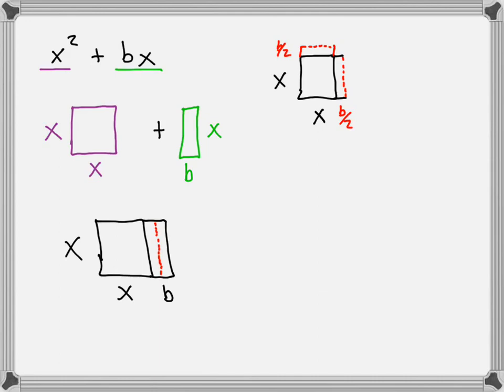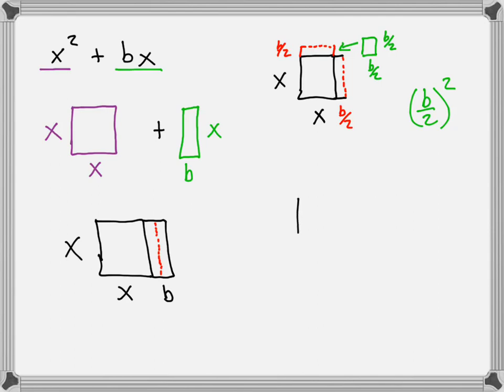What are we missing? We are missing the little square that would go right there to complete this perfect square. What are the dimensions of that little square? b divided by 2 by b divided by 2. So the dimensions of that missing piece would be b divided by 2 squared. So that's where it comes from.